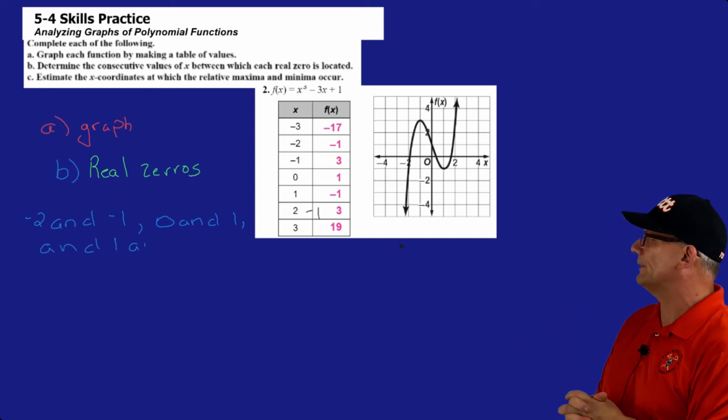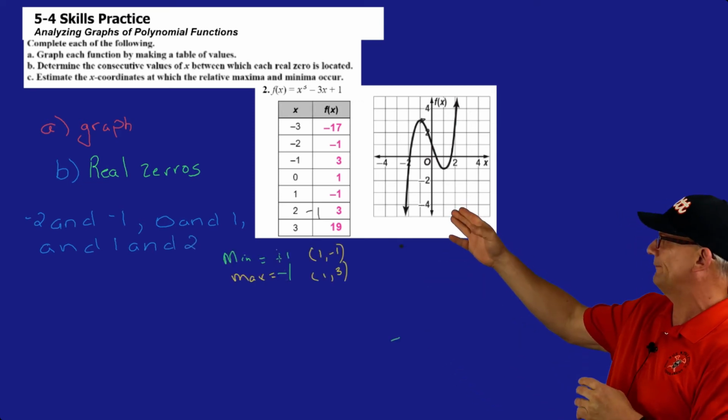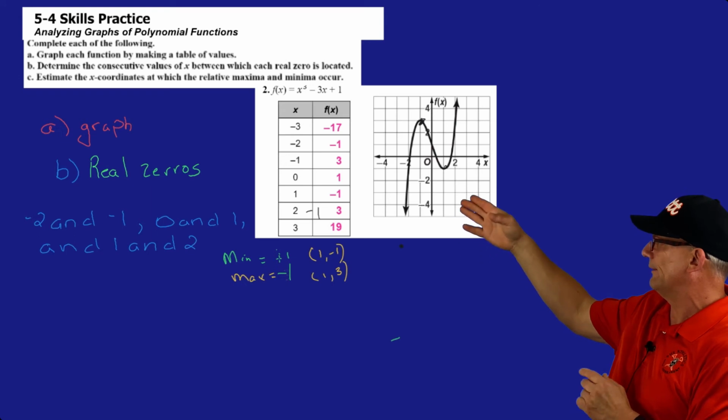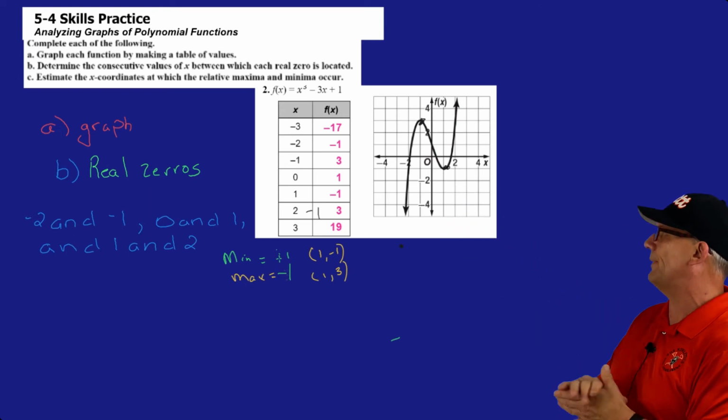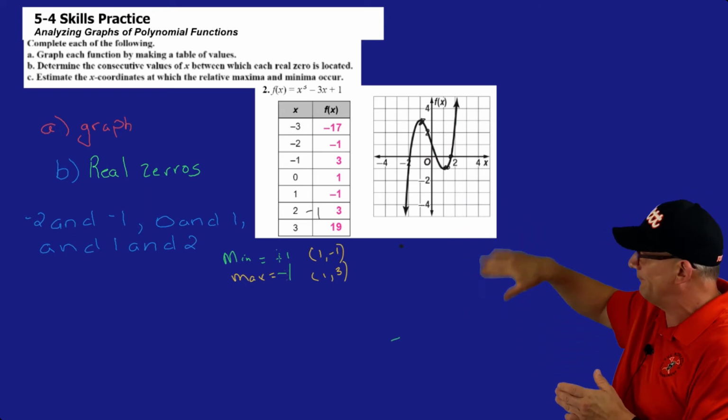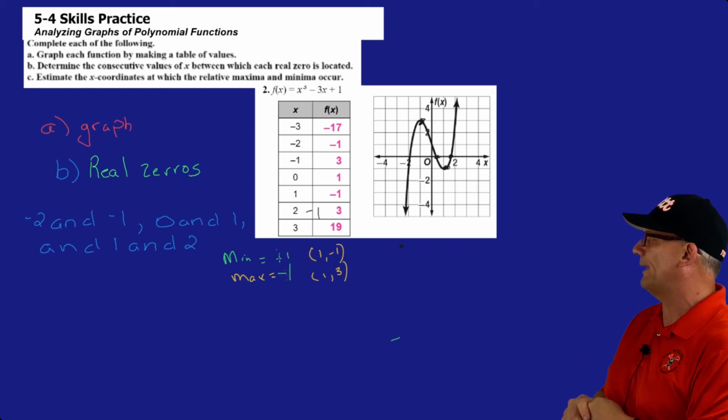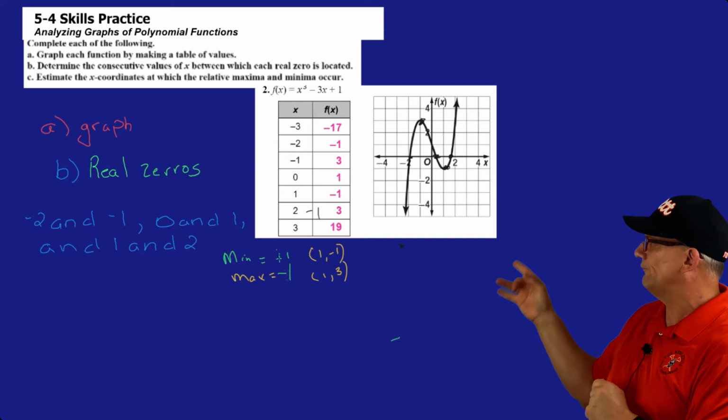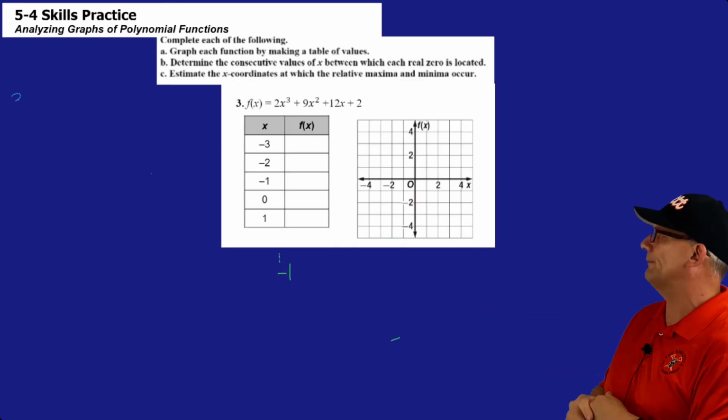Okay, so now we're looking at the estimate of the relative maximum and minimum in terms of x. So the maximum is where it goes up and over. That's at -1, and the minimum is at +1, right? Where it goes down and back up. So that is your maximum and minimum. +1 for the minimum, -1 for the maximum.